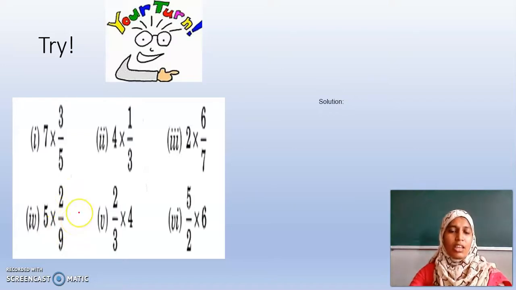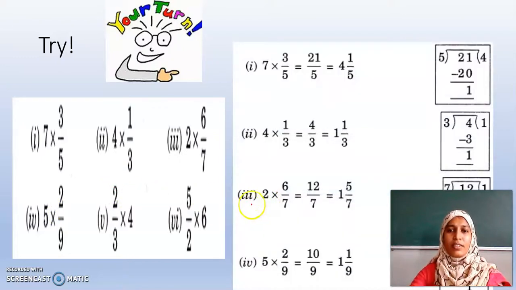Now let us see what the solution is. Are you ready to see the solution? Shall we? Yes. Here is the solution. 7 into 3 by 5. Hope you would have got the answer as 21 by 5. It is an improper fraction. So I should write it in the form of a mixed fraction.